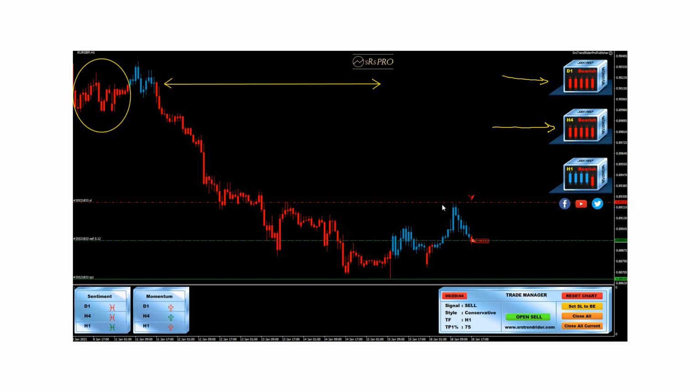Can I guarantee that this ABCD pullback would really be a winner? The answer is no, but I know my chances are with me. So pay attention to the whole environment here. Who controls the market? Look at the SRS candles. They are obviously bearish here, a bearish environment.